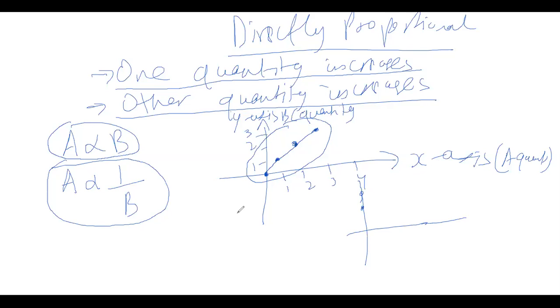Directly proportional is when one quantity increases, the other also increases. And indirectly proportional is when one quantity increases, the other decreases. That is inversely proportional, by the same amount. ठीक है? अच्छा.